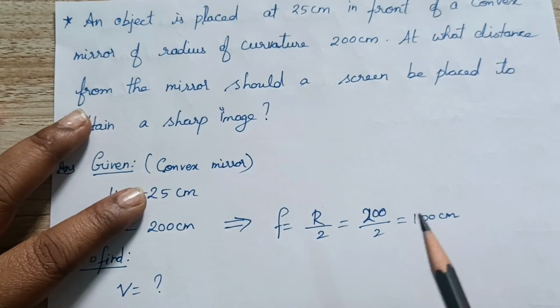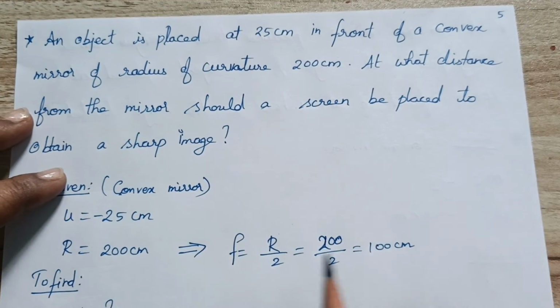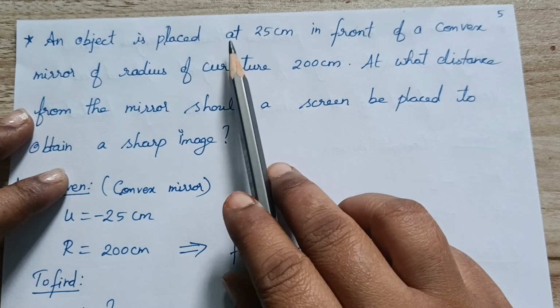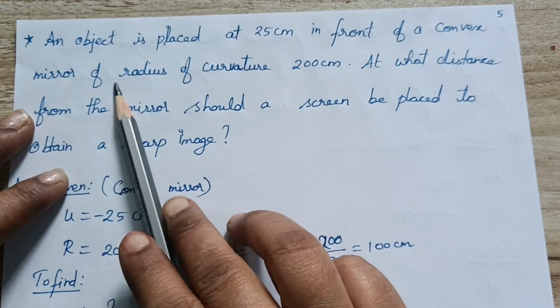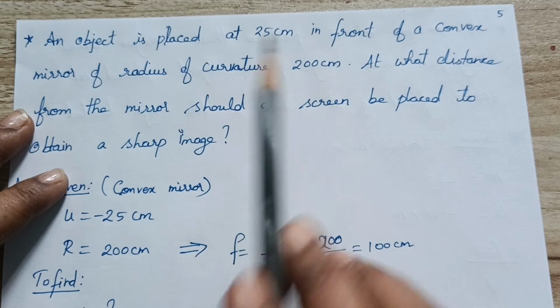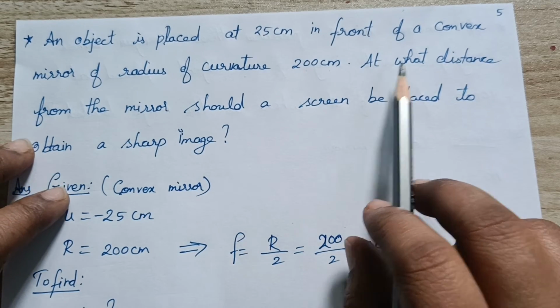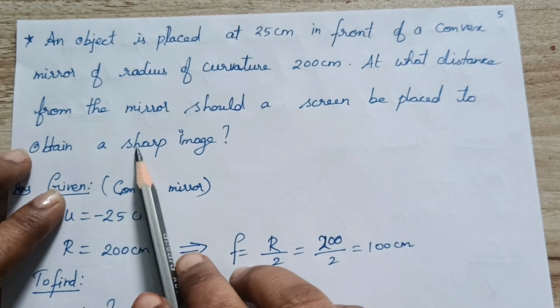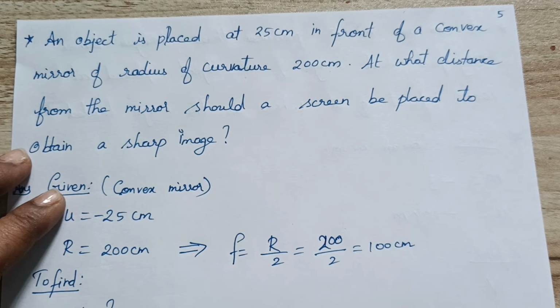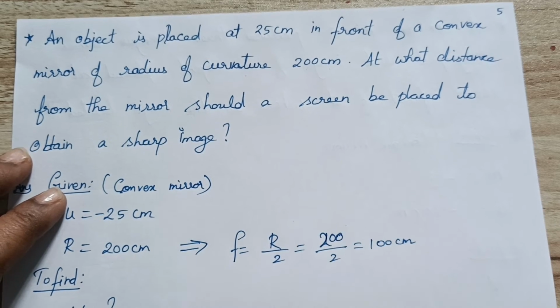Next we'll move to the next question. Convex mirror. Okay, an object is placed at 25 centimeter in front of a convex mirror of radius of curvature 200 centimeter. At what distance from the mirror should a screen be placed to obtain a sharp image? So again they ask for the image distance. So what is the image distance?